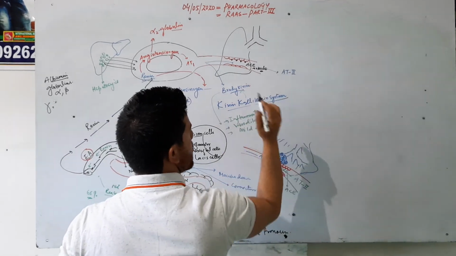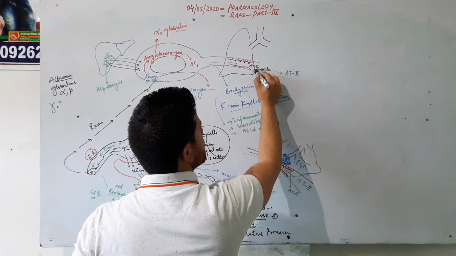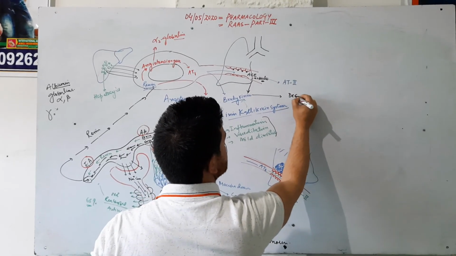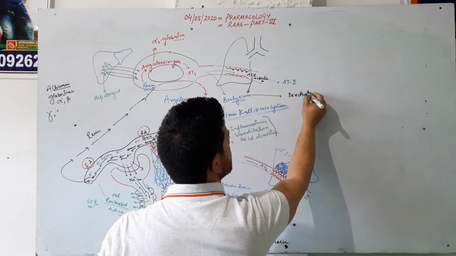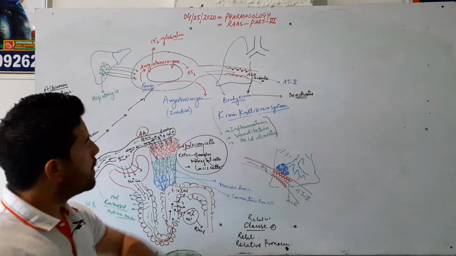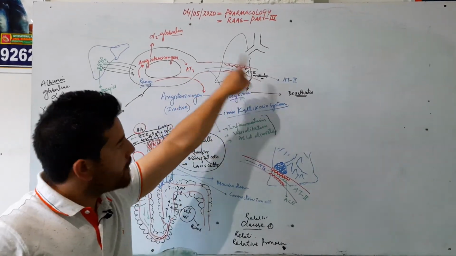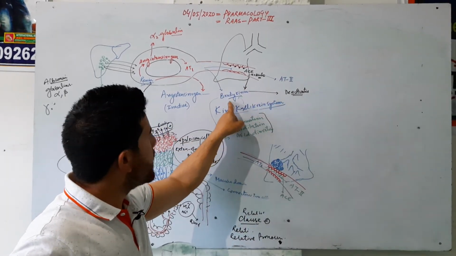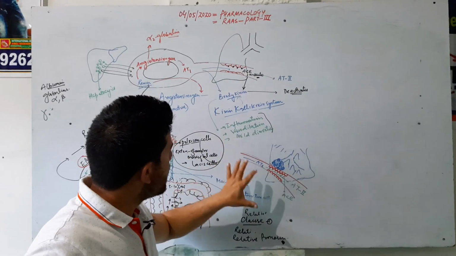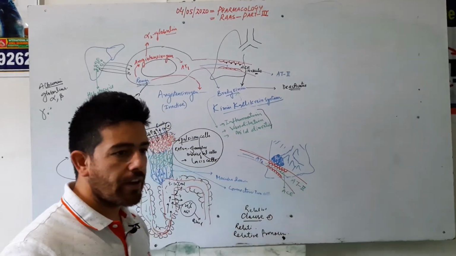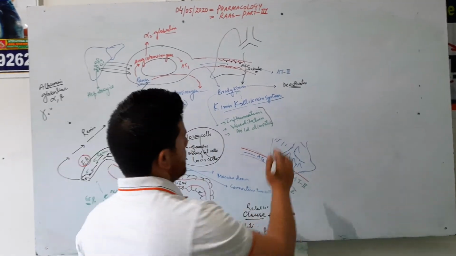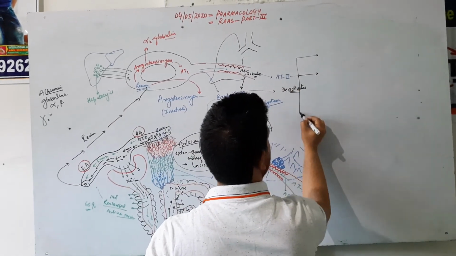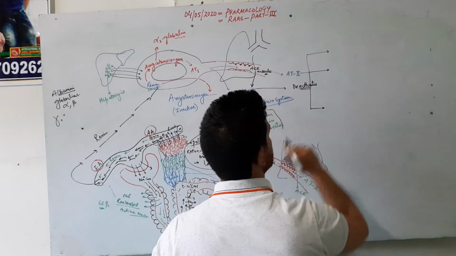This ACE actually acts upon the bradykinin and deactivates it. First of all, ACE converts AT1 into AT2, and ACE also deactivates bradykinin, which actually is a strong vasodilator, a mild diuretic, and causes inflammation. This AT1 is having three main functions, three main targets.